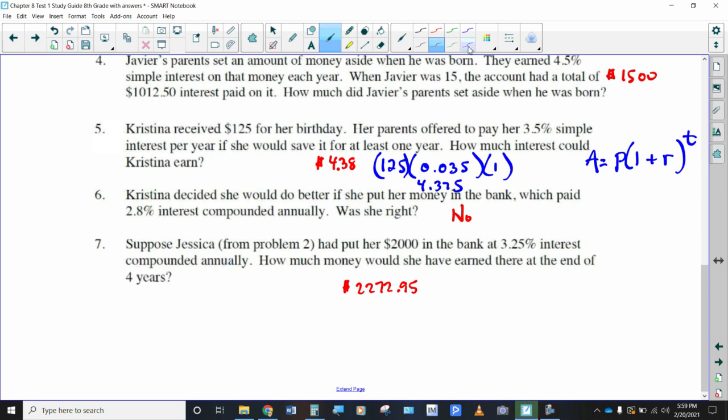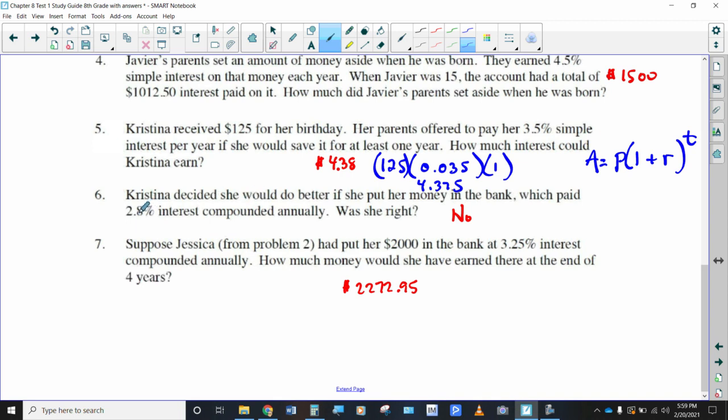All right, so let's get back to this problem here. Christina decided she would do better if she put her money in the bank, which paid 2.8% interest compounded annually. Was she right? And the answer is no. Why? Because in 1 year, there's not going to be any difference between simple interest and compound interest if they have the exact same interest rate. It's after that where it would start to compound for the compound interest.